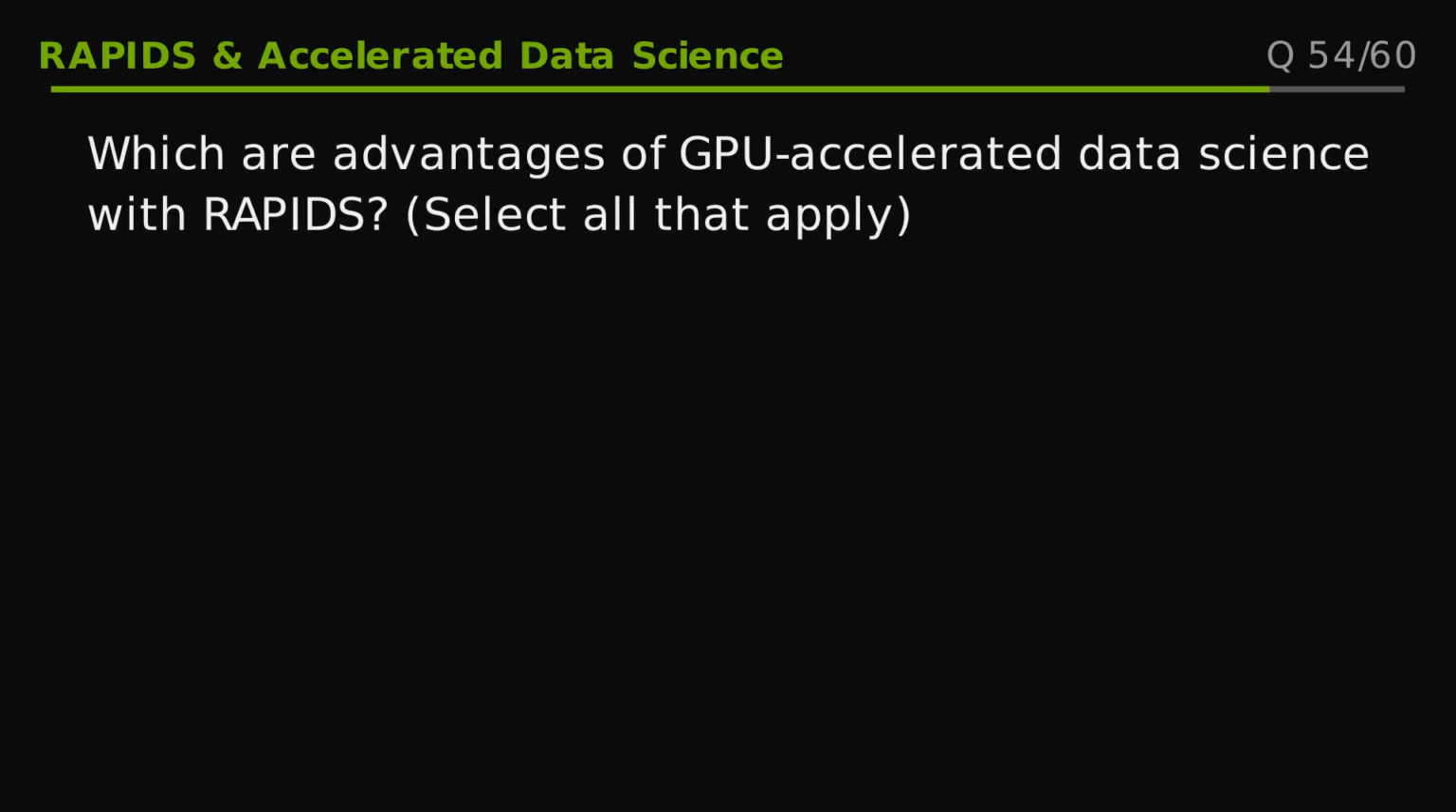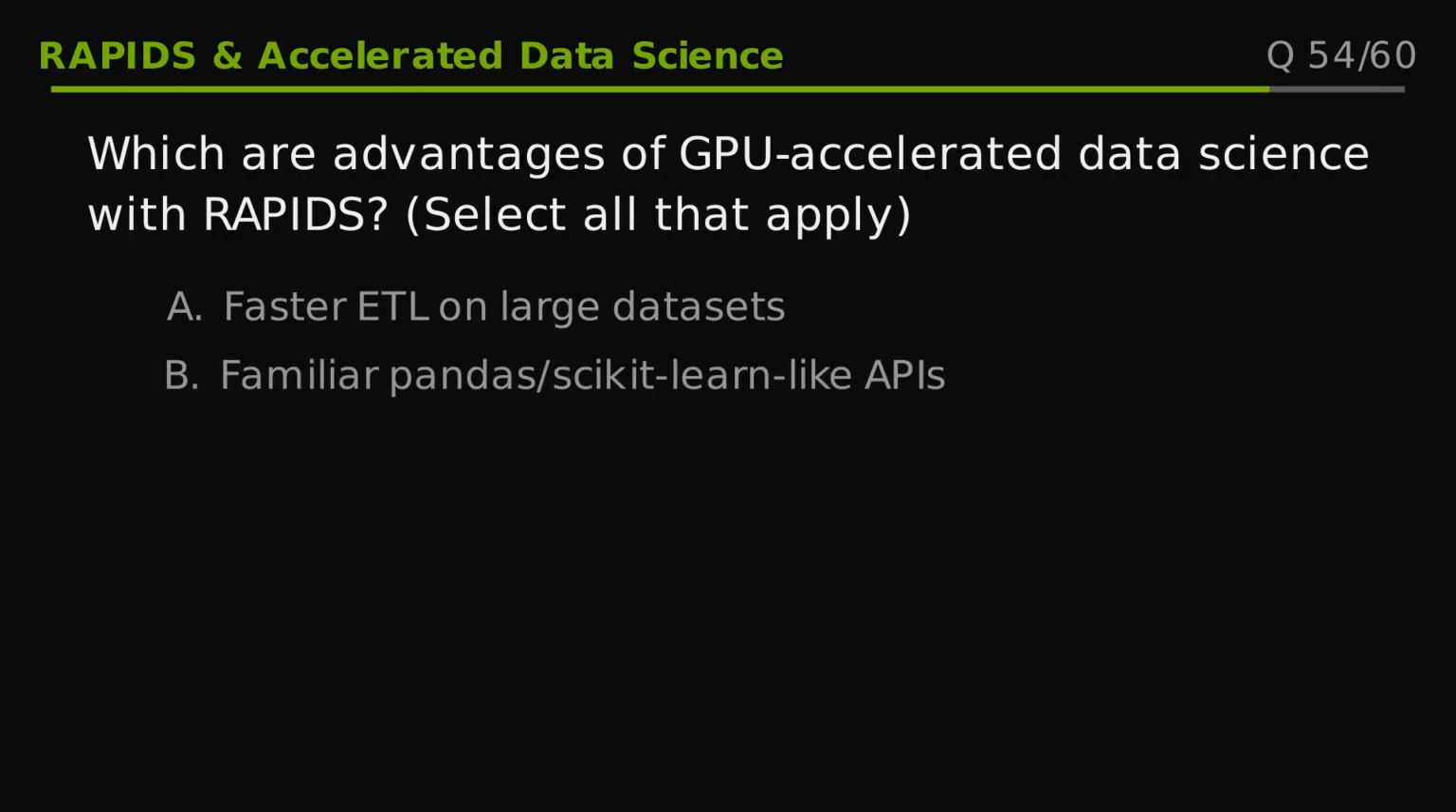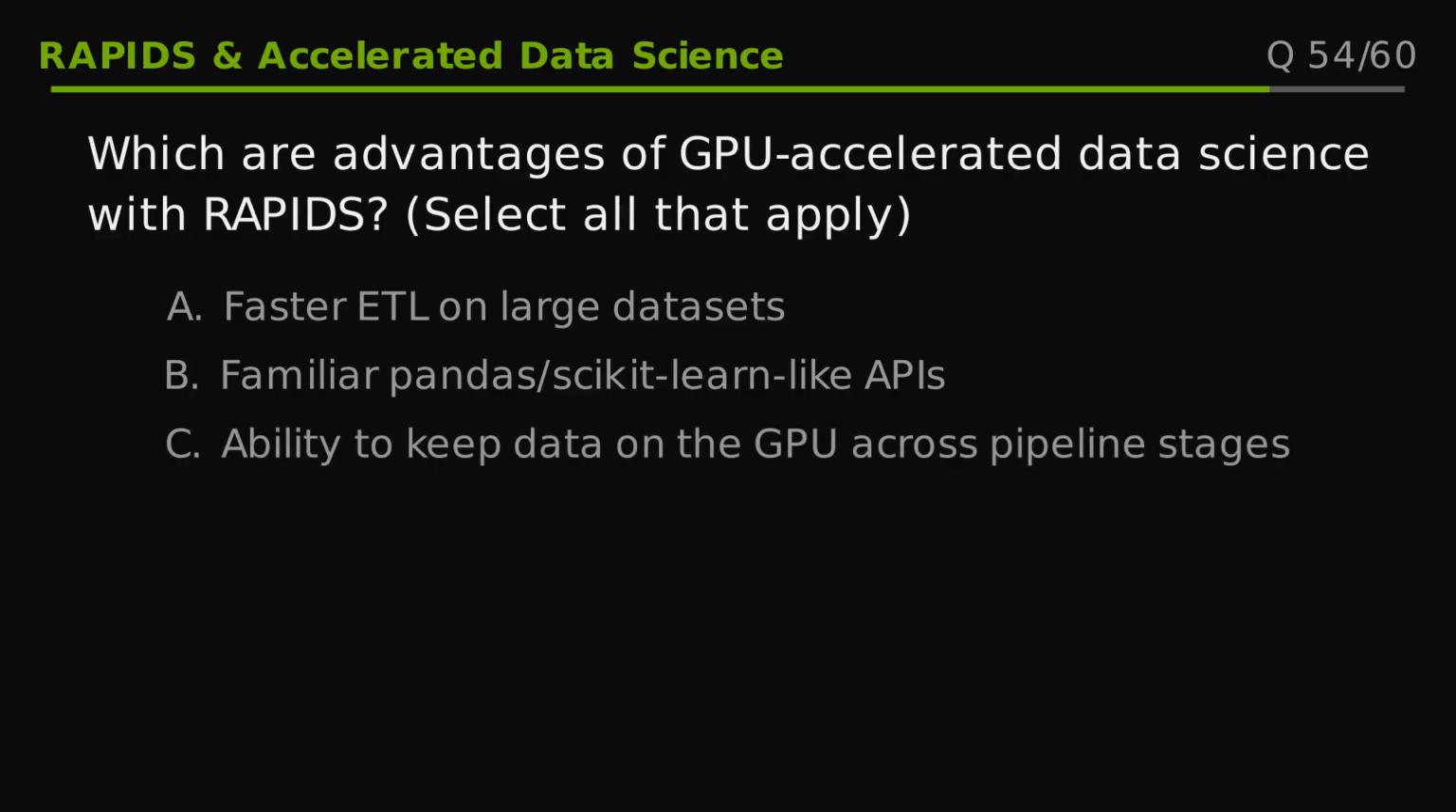Question 54. Which are advantages of GPU-accelerated data science with NVIDIA? Select all that apply. Option A. Faster ETL on large datasets. Option B. Familiar pandas and scikit-learn-like APIs. Option C. Ability to keep data on the GPU across pipeline stages. Option D. Making small CSV files load slower.